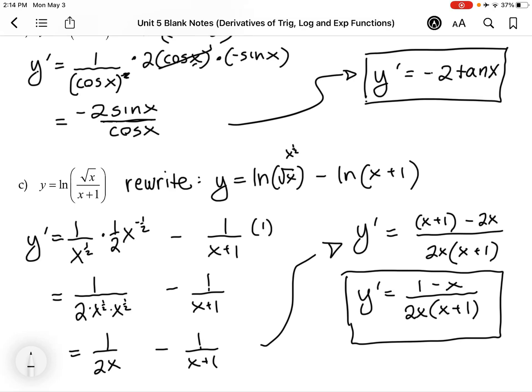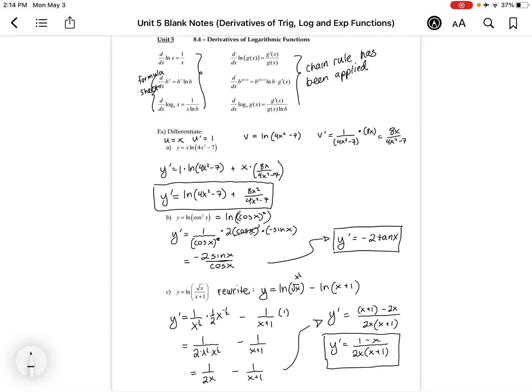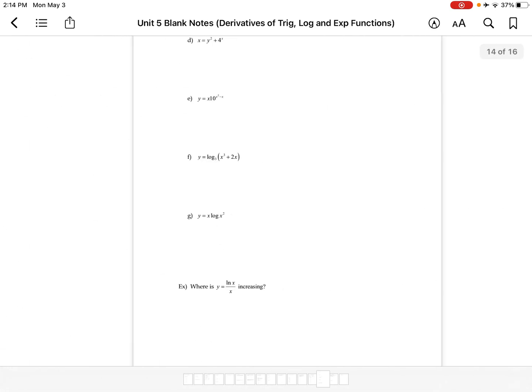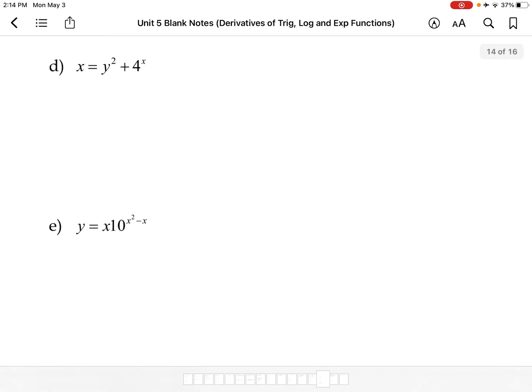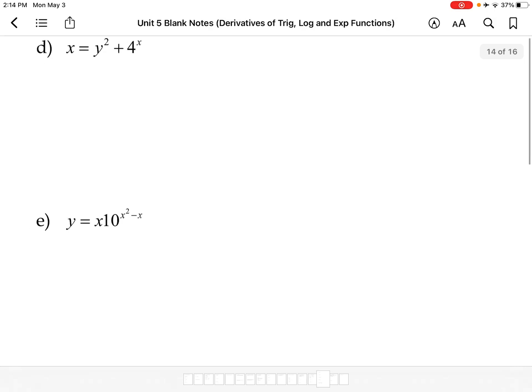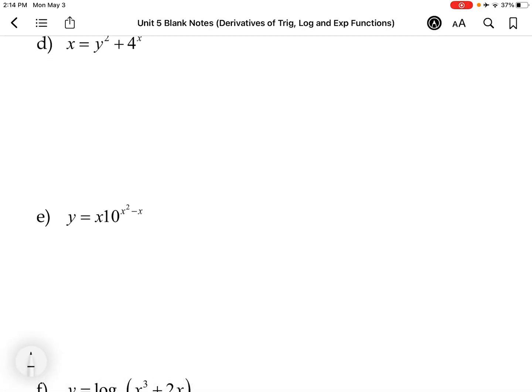All right. Okay, so let's try a couple more of these. Here we've got, for D, we're going to have to do some implicit differentiation. And we also have like an exponential function in there as well. So D, whoops, I got to turn my pen on.